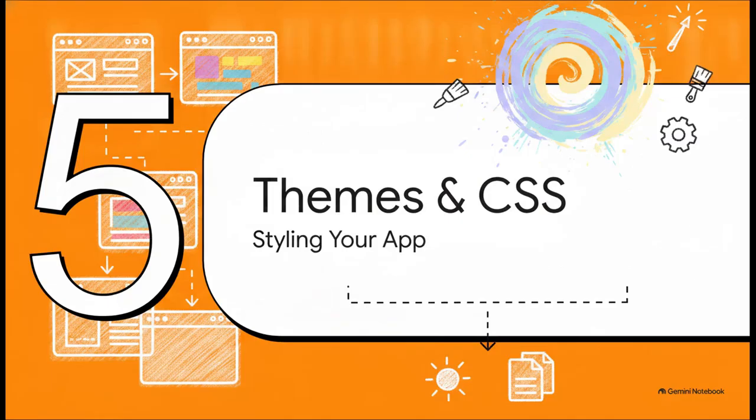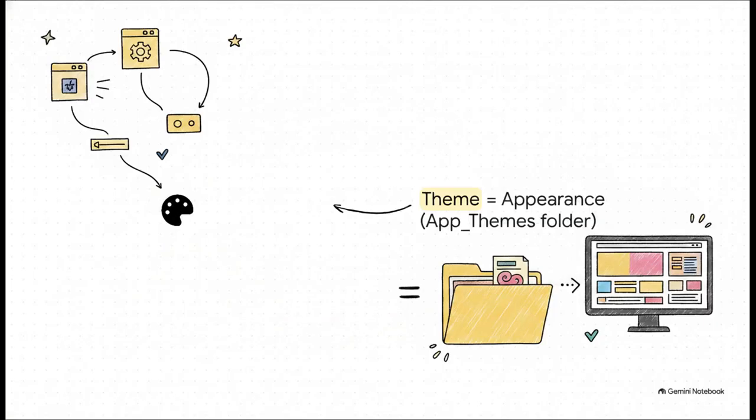Section 5. Themes and CSS. Structure's great, but things also need to look good. So lock in this equation for Unit 5. Themes equal appearance. A theme is simply a collection of visual rules that give your web app a nice, consistent look. And this is super important for multiple choice questions. All of these theme files get bundled together into a specific, dedicated folder called the App_Themes folder.